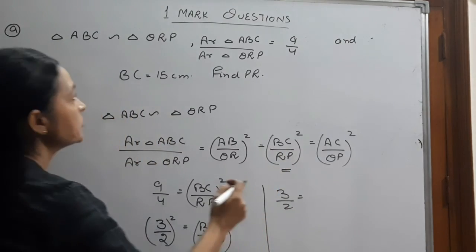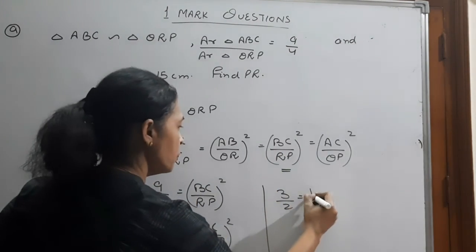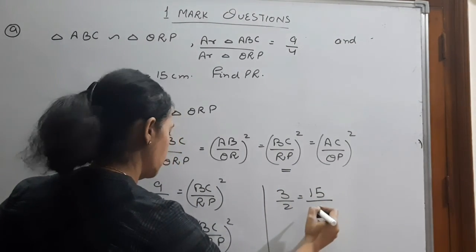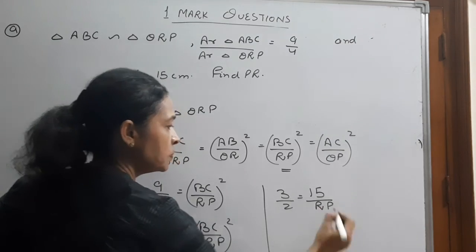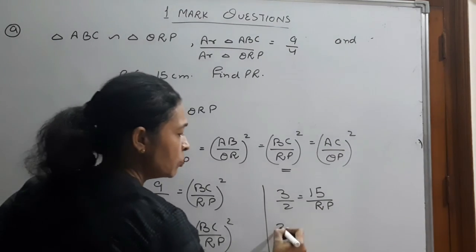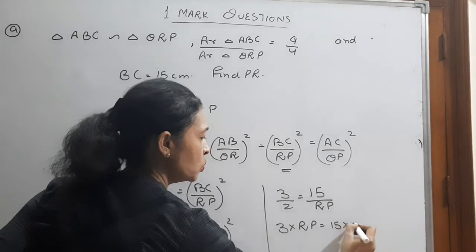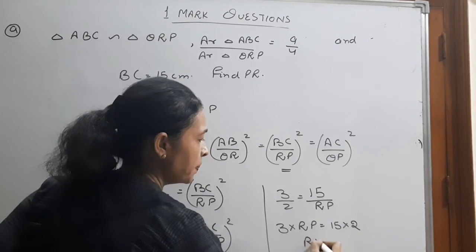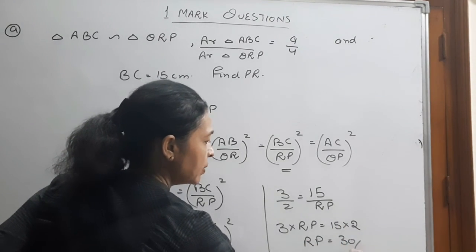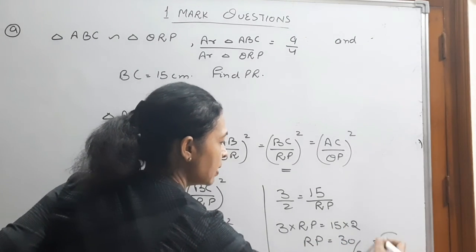What is BC? BC is given as 15, so 15 upon RP. What is the value of RP? 3 into RP equals 15 into 2. And what is RP? 30 by 3, that is 10 is our answer.